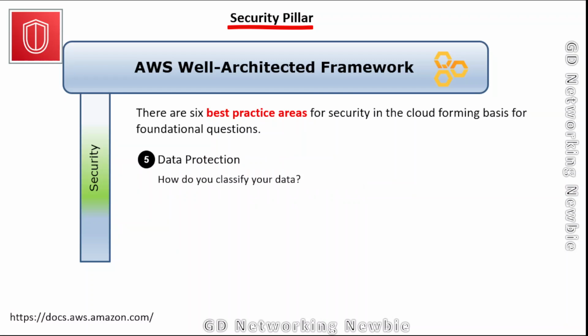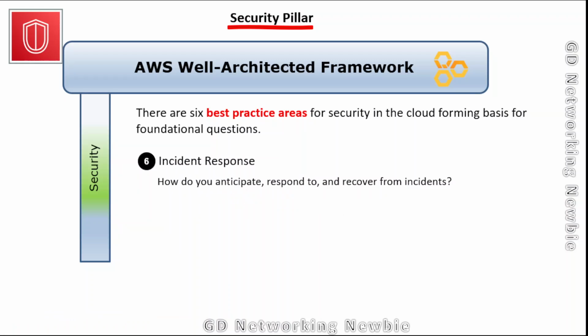Data protection: how do you classify your data? How do you protect your data at rest? And how do you protect your data in transit? The sixth best practice area is incident response. Such questions will help us to further secure. So, how do you anticipate, respond to, and recover from incidents? The best practices and the context of all these foundational questions can be found in the document which I'm sharing there.